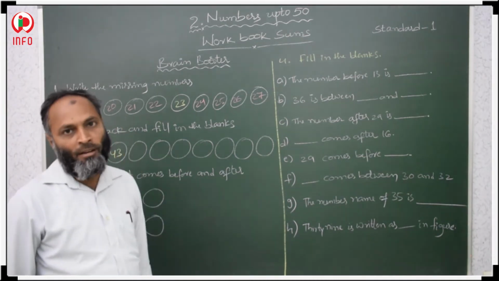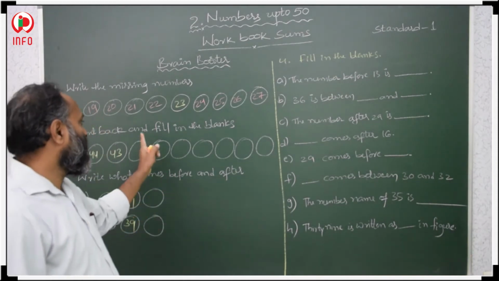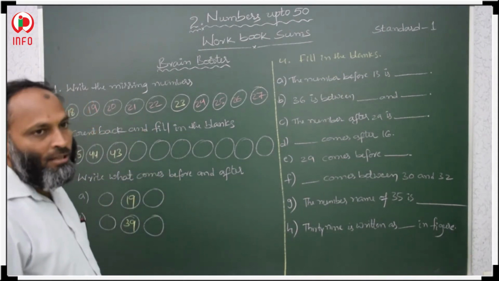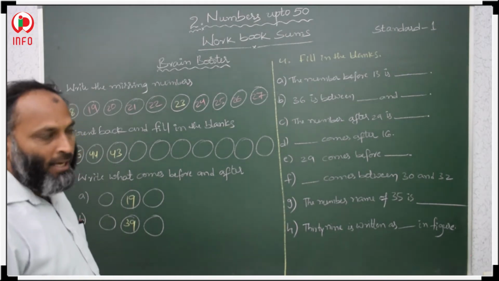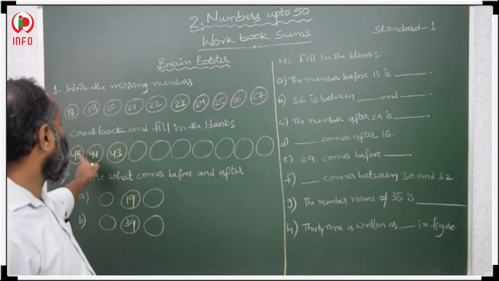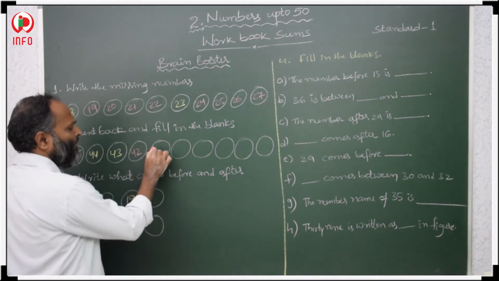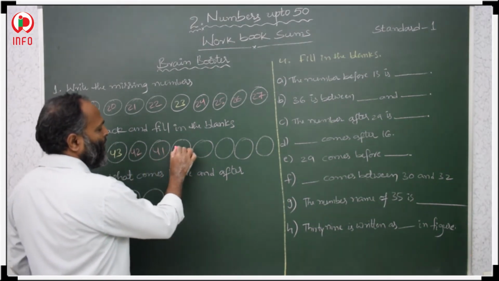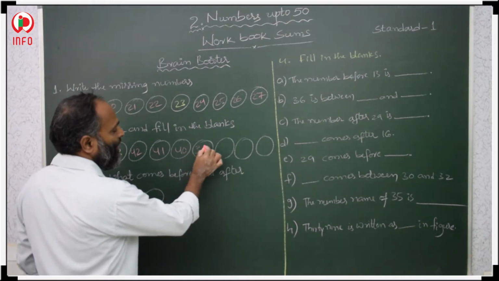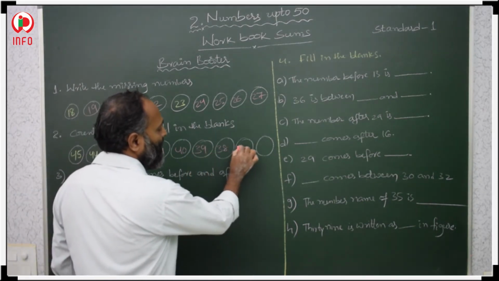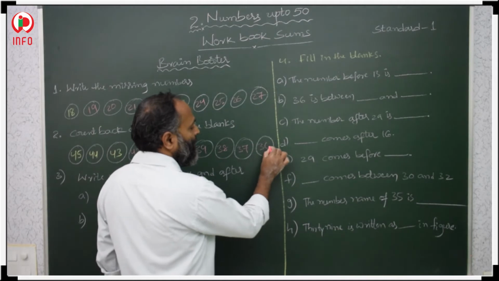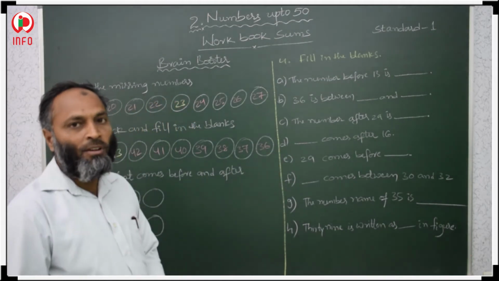Back counting we did previously. So again, back counting is there. Some numbers are given, so we have to fill in the blanks. 44, 43, 42, 41, 40. After that 39, 38, 37, 36. In this way we have to count it back.